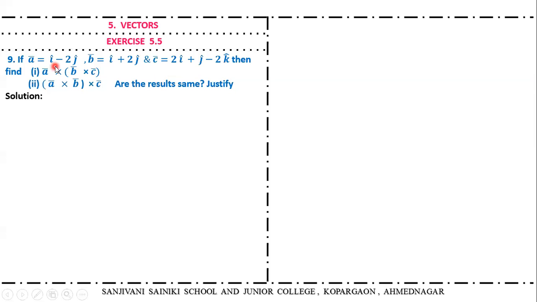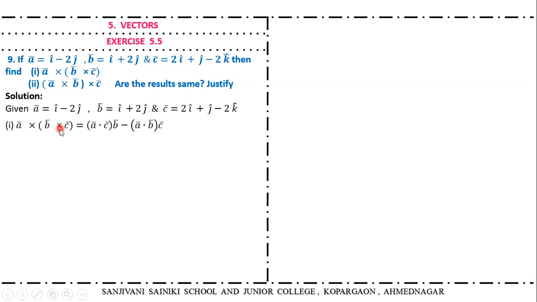If a bar is equal to i minus 2j cap, b bar is equal to i plus 2j cap, and c bar is equal to 2i cap plus j cap minus 2k cap, then find a bar cross (b bar cross c bar). The second one is (a bar cross b bar) cross c bar. Are the results the same? You have to look at the results and justify. a bar is given, b bar is given, c bar is given. So first of all, a bar cross (b bar cross c bar) is nothing but a bar dot c bar into b bar minus a bar dot b bar into c bar.